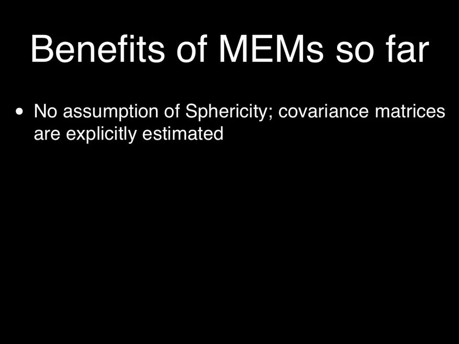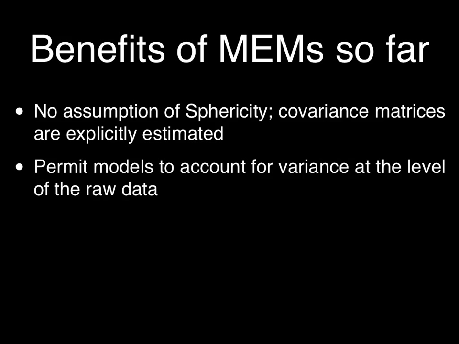So, benefits of mixed effects models so far. There's no assumption of sphericity, which is a big one in psychology because we do a lot of within-subjects manipulations, and the assumption of sphericity in ANOVA is very often violated. The reason why there's no assumption of sphericity is because sphericity deals with that covariance matrix, and in mixed effects modeling, you're explicitly estimating the covariance matrix. So there's no assumption about the format of that covariance matrix.